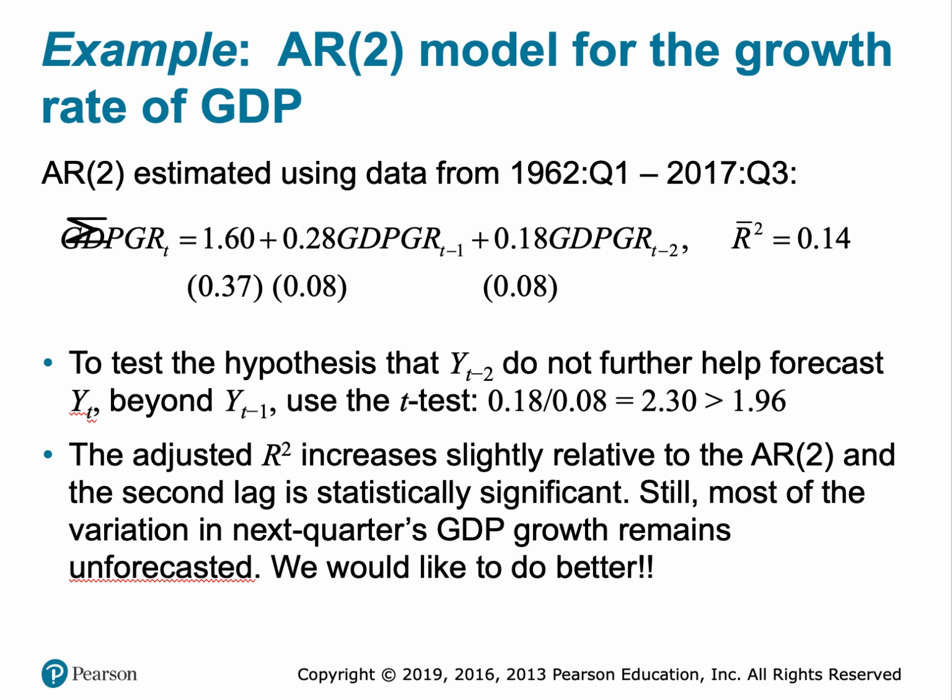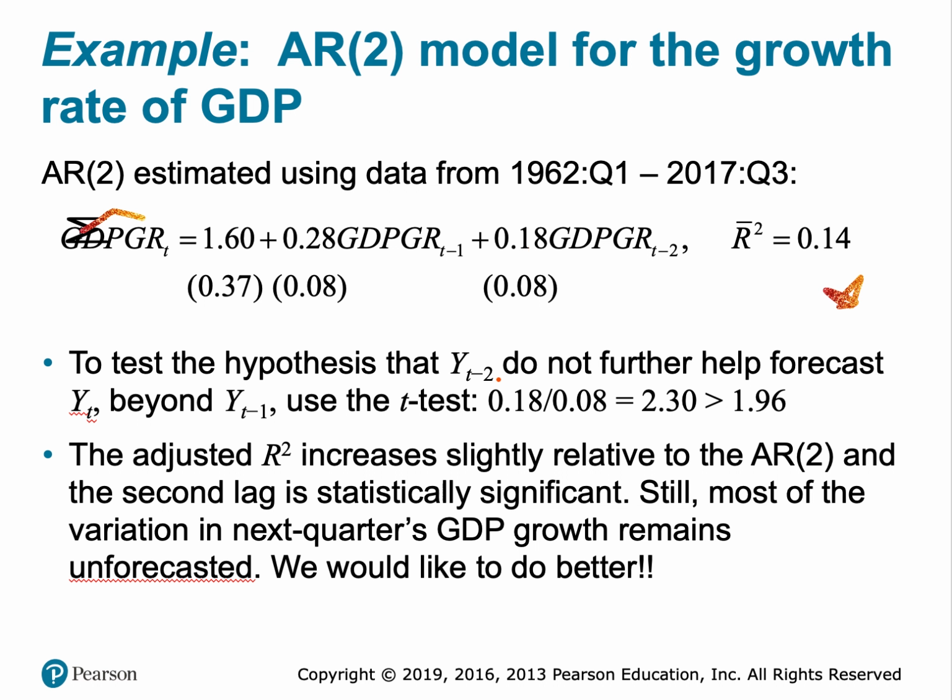Here is an example of an AR(2) model for the growth rate of GDP. We have the predicted growth rate of GDP on the left-hand side. On the right-hand side, we have 1.6 plus 0.28 times GDP growth rate at t minus 1 plus 0.18 times GDP growth rate at t minus 2.